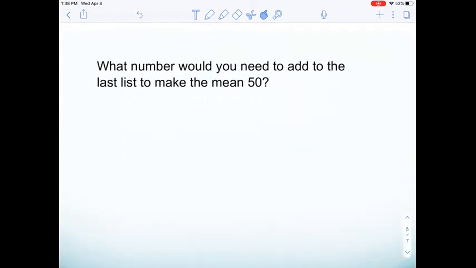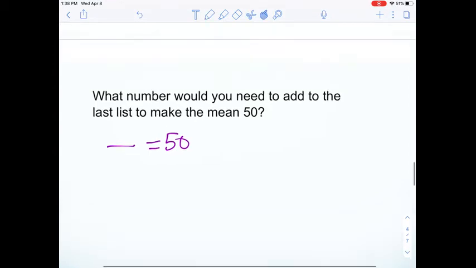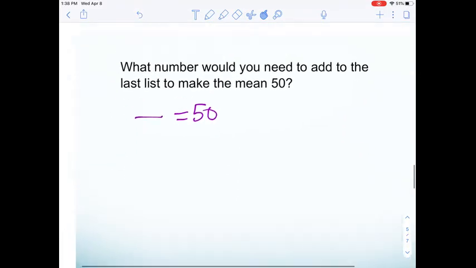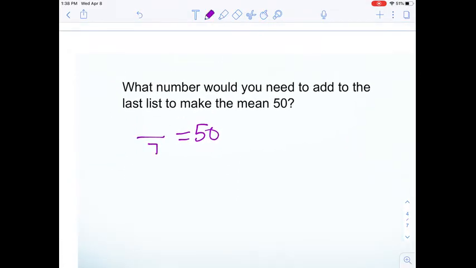Number 4 says, what number would you need to add to the list to make the mean 50? So again, to find the mean, to find the average, you add up all of the totals, divide by how many there are, and that gives you the mean. In this case, we know that our mean is going to be 50. We know that before there were 6 numbers, but if we're adding another one on, that gives us 7 numbers.